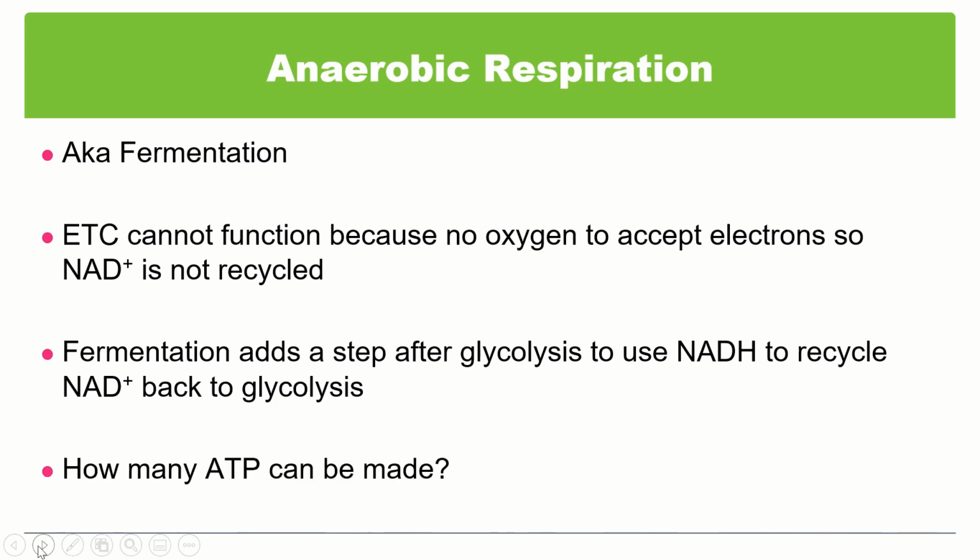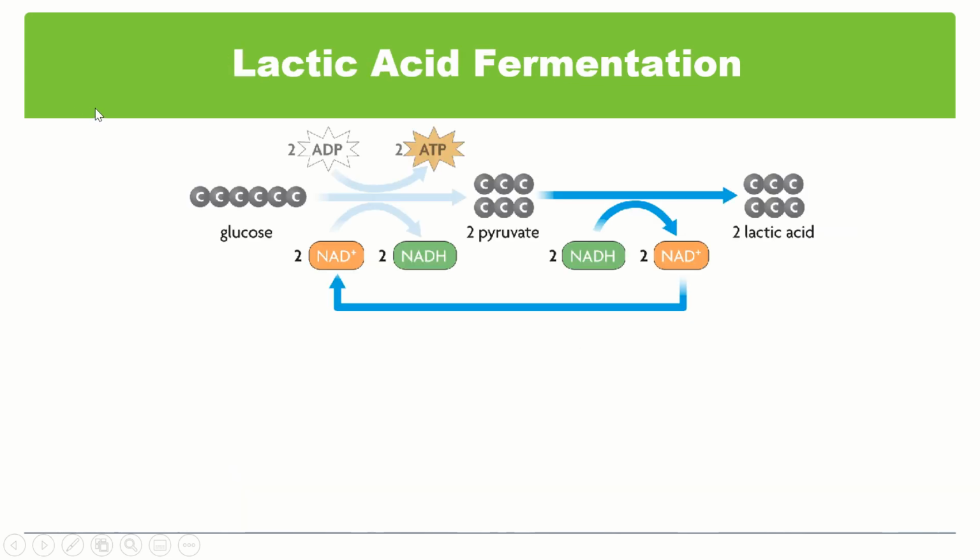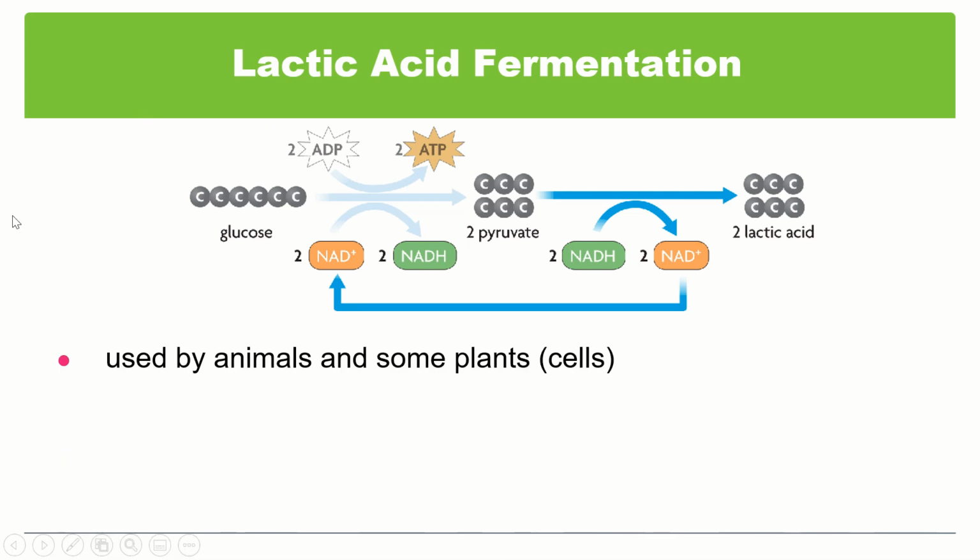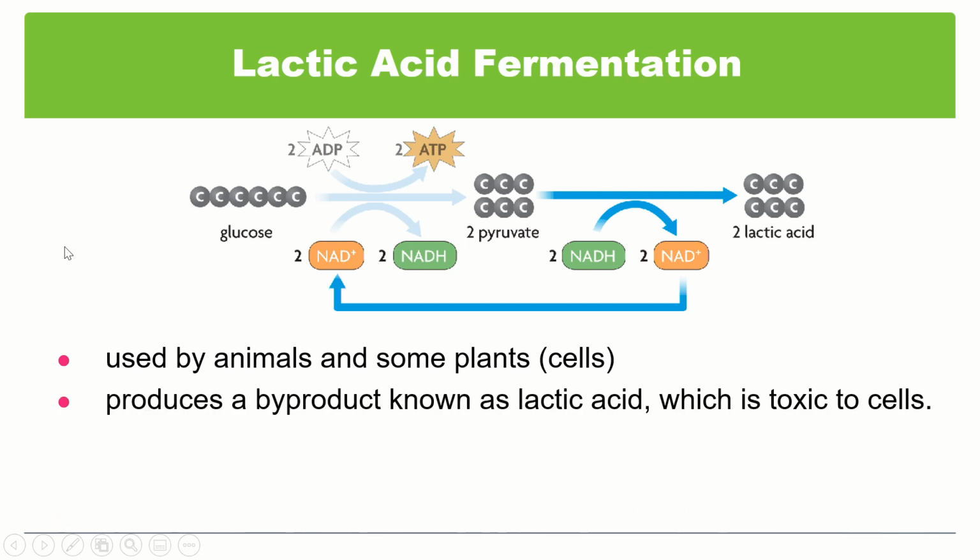Okay, which I just answered that question. So there's two types of anaerobic respiration. The first is called lactic acid fermentation. And so this is used by animals and some plant cells. It's also used by bacteria. So your cells will use lactic acid fermentation when there's not enough oxygen. Let that bell ring.